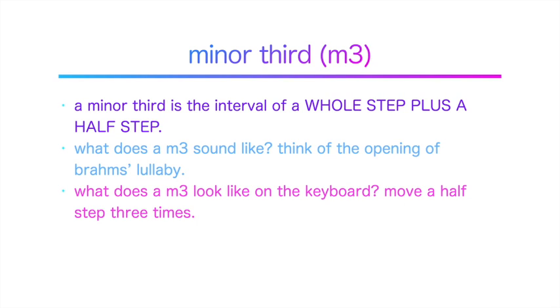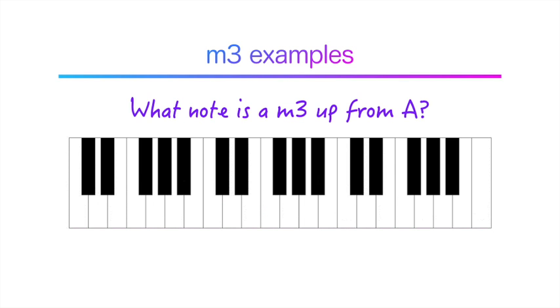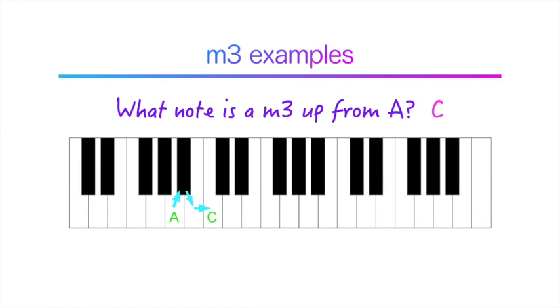What does a minor third look like on the keyboard? Well, you just have to move a half step 3 times, or a whole step plus a half step. It's just 3 halves makes 1.5. So what note is a minor third up from A? You want to go up 3 half steps, and you will end up on C.